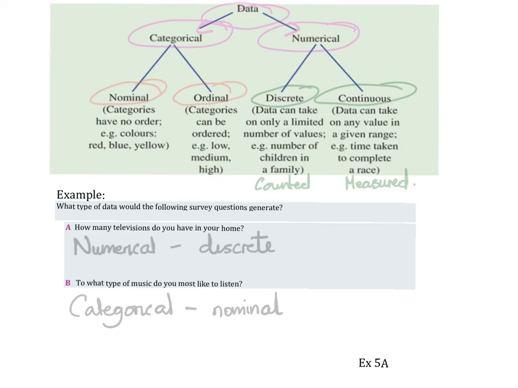Being able to categorise our data is going to help us to decide what is the best way to represent it. So categorical data will be displayed differently to numerical data, and that's what we're going to be doing in the next couple of exercises.